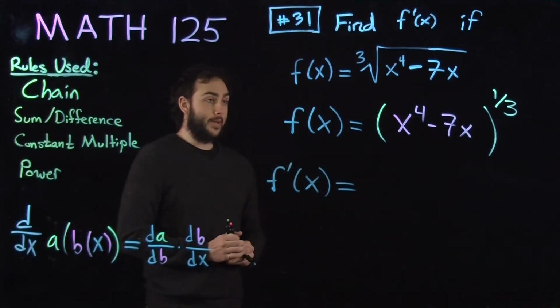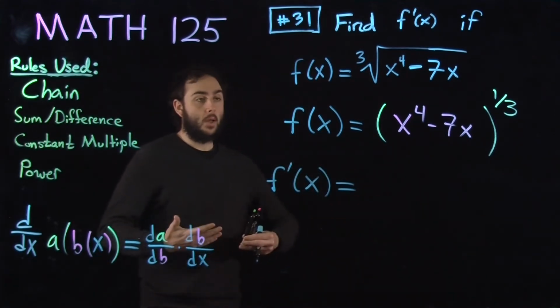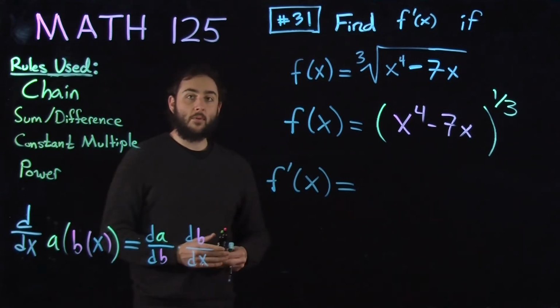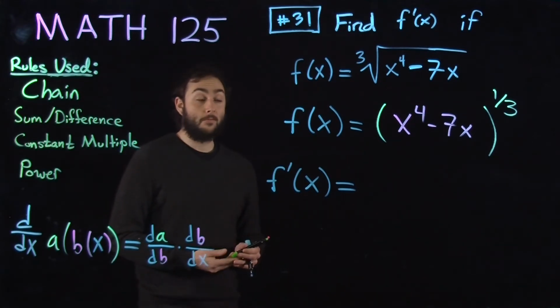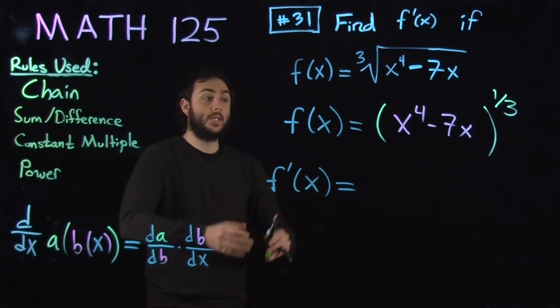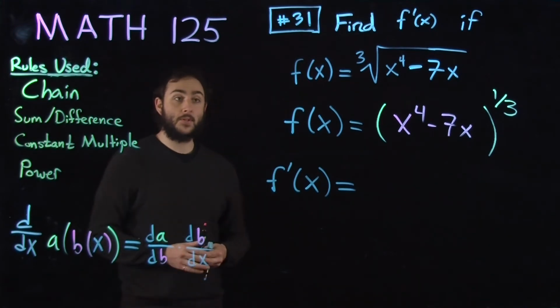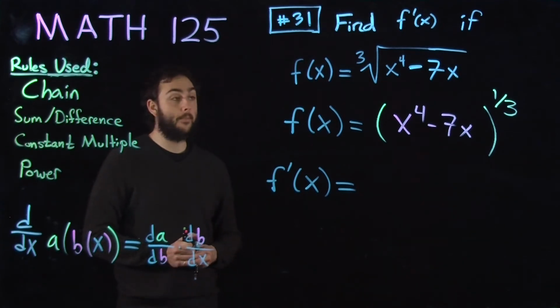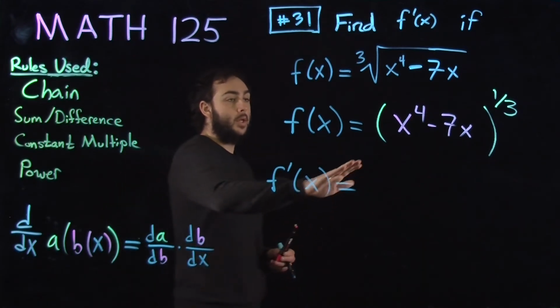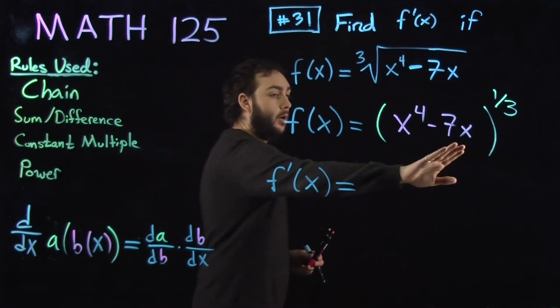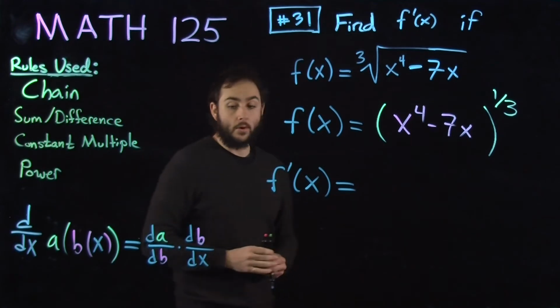So first what we're going to do is essentially we're going to treat this problem like an onion, like peeling an onion. So we're going to start with the outermost layer or function and work our way inside. Many of the problems in this section will have just two functions composed, but more difficult problems in later sections may have several. So the outermost function here is raising its argument, the inside, to the 1/3.